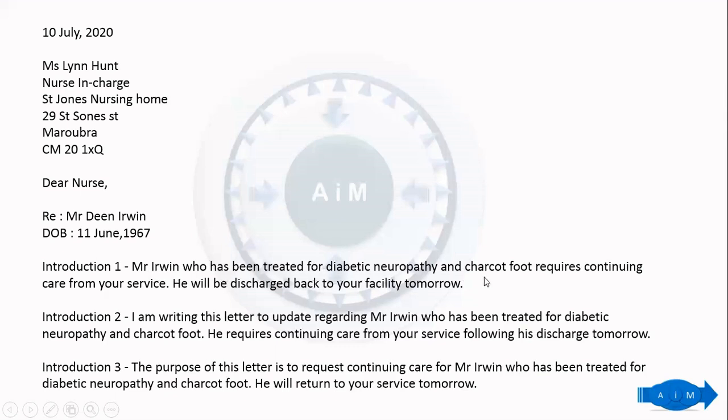Then, Mr. Irwin, who has been treated for diabetic neuropathy and Charcot foot, requires continuing care from your service. He will be discharged back to your facility tomorrow. Here, 'discharged back to your facility' will make sure that the patient is known to the reader. Again, introduction 2: I'm writing this letter to update regarding Mr. Irwin, who has been treated for diabetic neuropathy and Charcot foot. Here again, the word 'update' will make sure the reader understands this is an update. And he requires continuing care from your service following his discharge tomorrow.